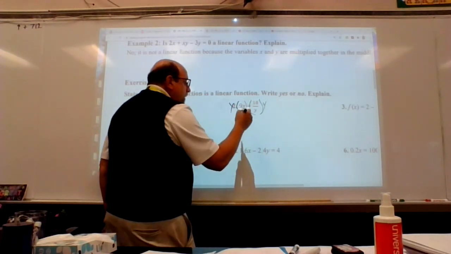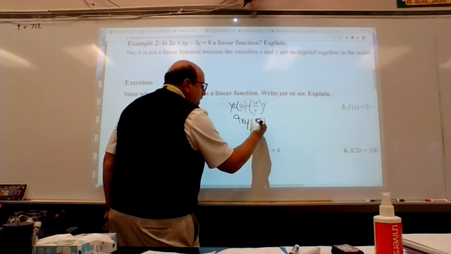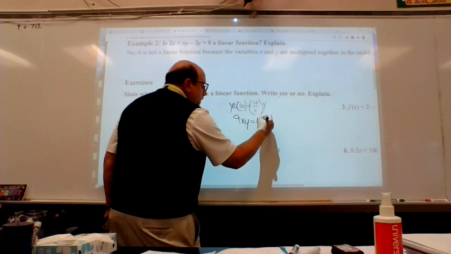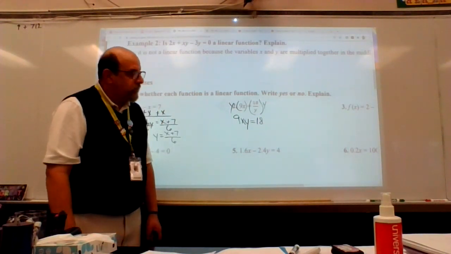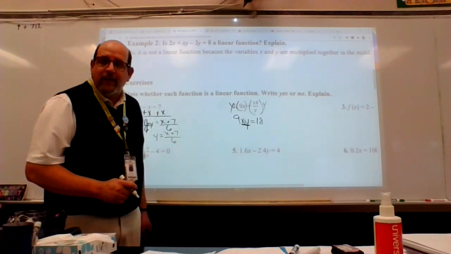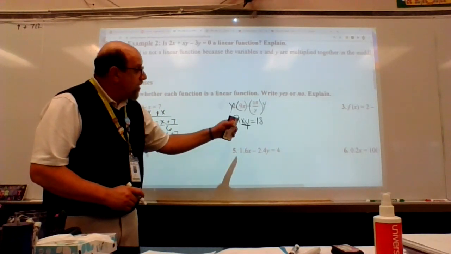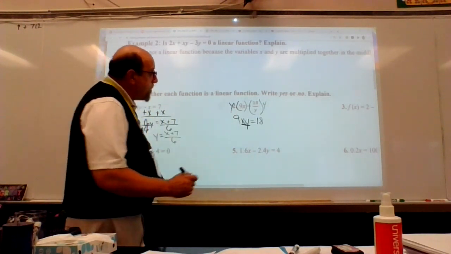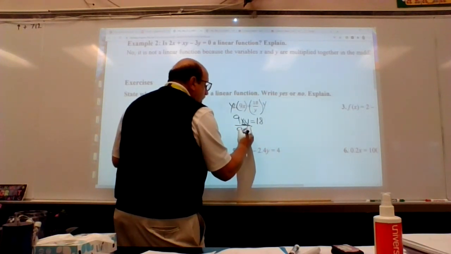Wait a minute. Now we have 9xy equals 18. That doesn't help us. Why? Because x and y are being multiplied together in our function, and we can't have it. Here is what would happen if I went ahead and finished this out and solved for y.